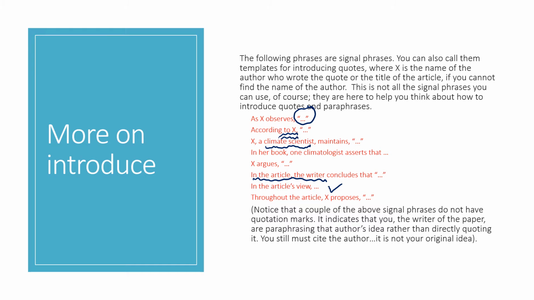Notice in a couple of these up above that they don't have quotation marks. So this one, for instance, right here, I didn't put quotation marks around what the article was saying. I'm just suggesting here that you might be paraphrasing instead of quoting. And remember, a paraphrase still must be cited because it's not your original idea. It's the idea of another source.